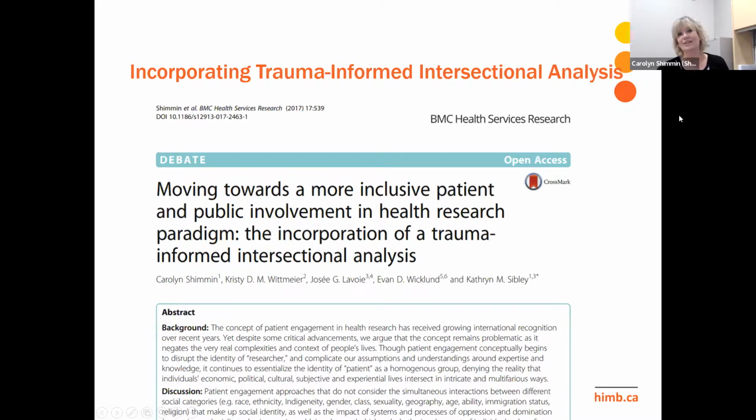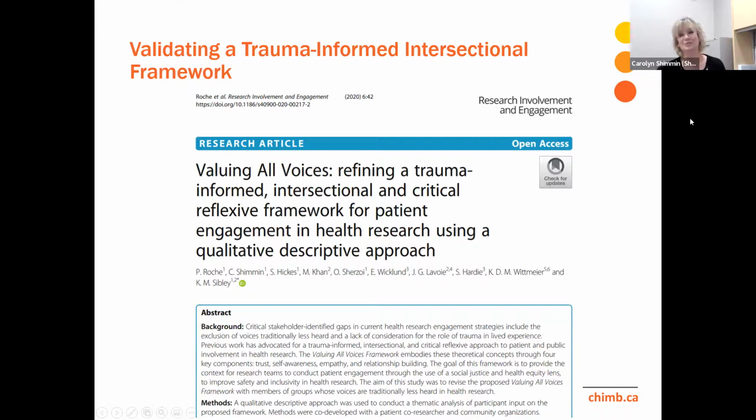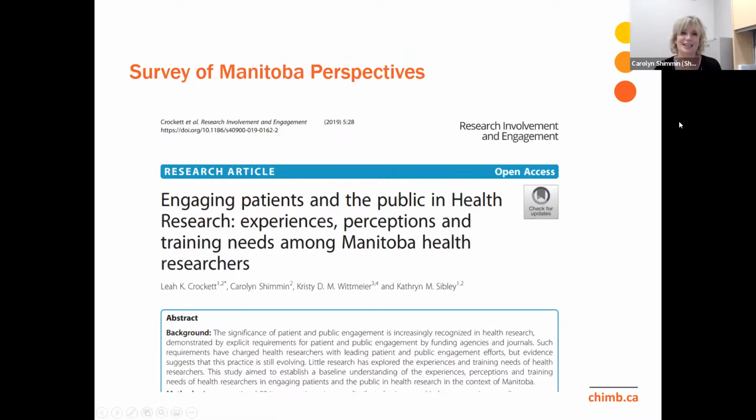And we've done some work around incorporating trauma-informed intersectional analysis in patient engagement. We also have the Valuing All Voices framework I showed you a little bit, and there's some work around the validation of that framework. And then there's also some work around surveying Manitoban researchers about what they want to see in engagement. It's from 2015, but it still gives some interesting insight.